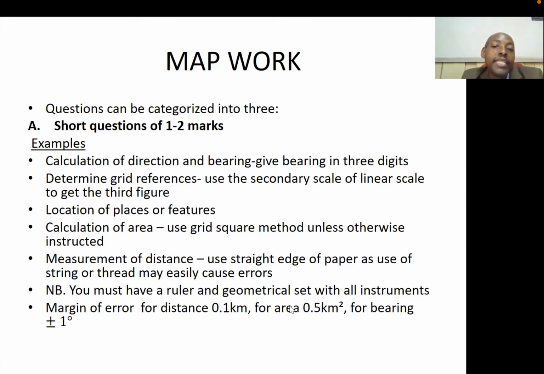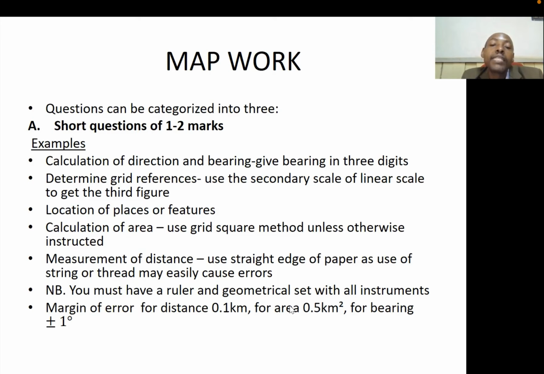But this is not obvious. Sometimes the candidates experience challenges. Now, map work can be divided into three areas. One is the short questions of 1 to 2 marks. Examples of these are calculation of direction and bearing.